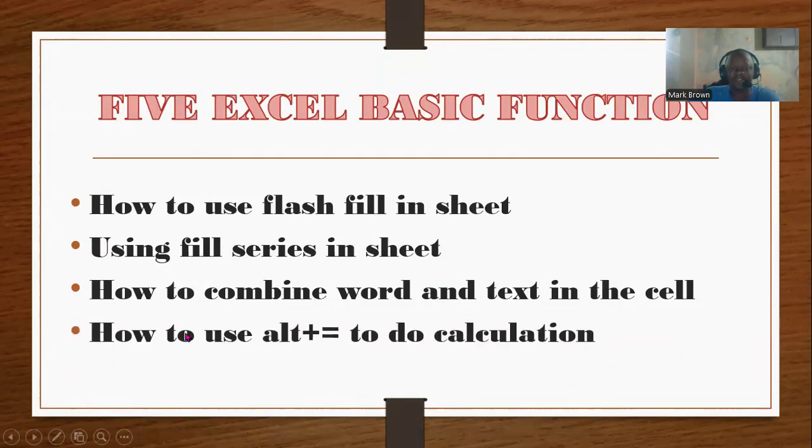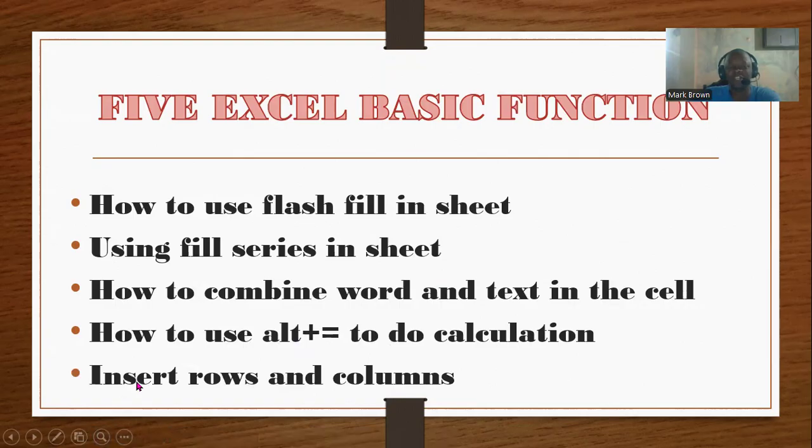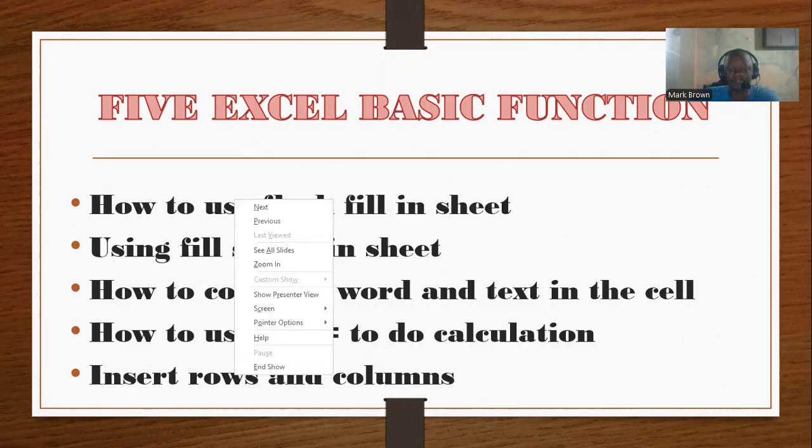Then how to use the Alt plus equal. On the keyboard, you see Alt. You're going to use that and equal to do a calculation. And then you're going to be looking at how you can insert a row or a column. For instance, in the sheet I want to put a column in between, or you want to put a row. Those are the basics of how you're going to do that.